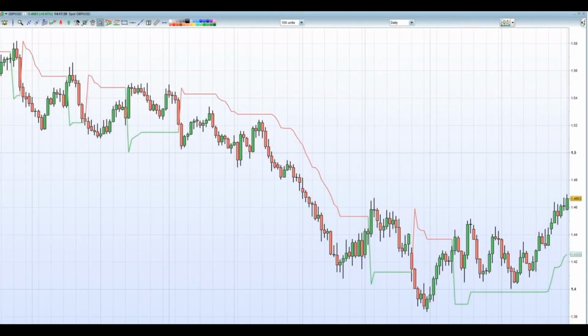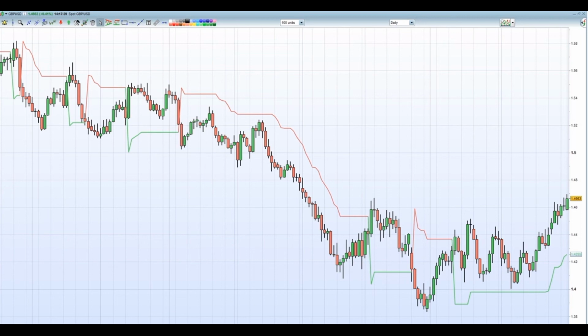Indicator 4, Super Trend Indicator. The Super Trend Indicator is an excellent indicator of trend direction. It can be used as a foundation of a trading system that is based on trend following. One of the most popular ways to use this indicator is to enter the market after a pullback.